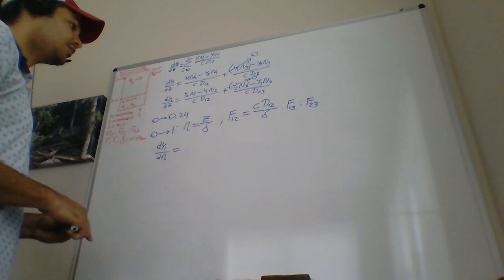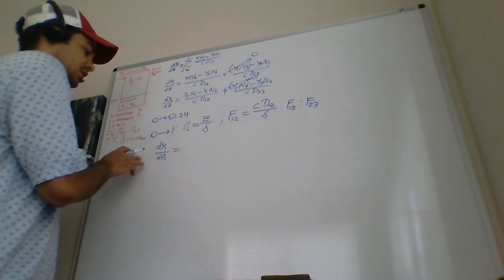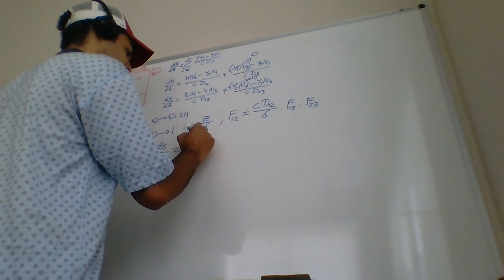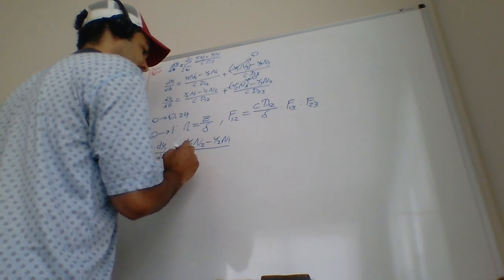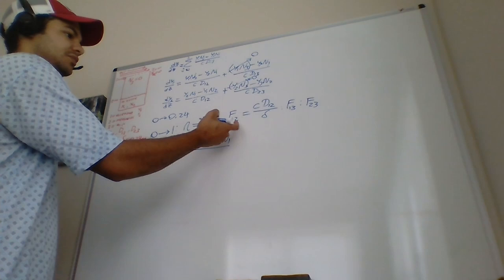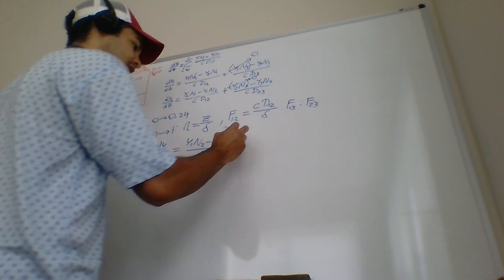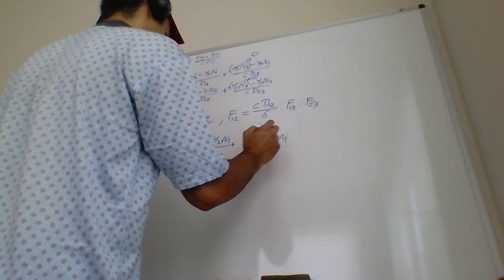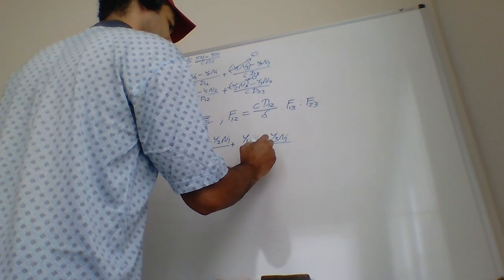Now we can rewrite these equations below as the derivative of the mole fraction of acetone over the derivative of eta, and then we rewrite as y1 n2 minus y2 n1 over, instead of this denominator term, we're going to be using these f1, 2, and 3s. So it'll just be over f1 to 2 plus y1 n3 minus y3 n1 over f1 to 3. Then this is for acetone.